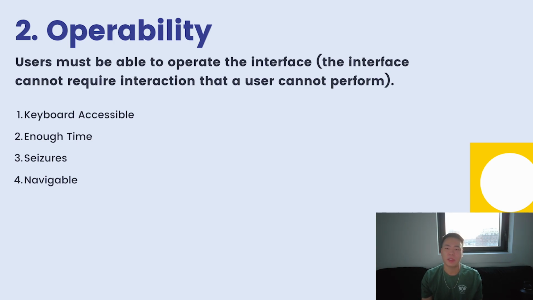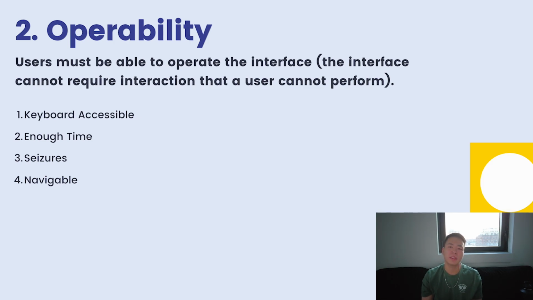But some of the examples here is making sure that, at a minimum, it's keyboard accessible to people who are using screen readers, making sure that you're providing enough time, making sure that you're accounting for people who have seizures, making sure that the website or the product is navigable in a clear and organized manner.